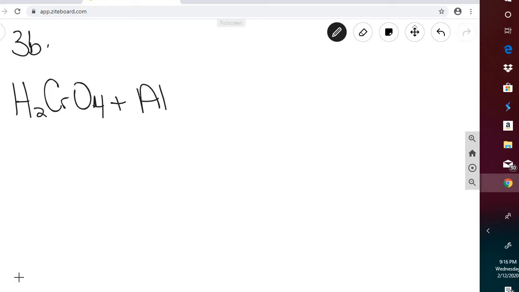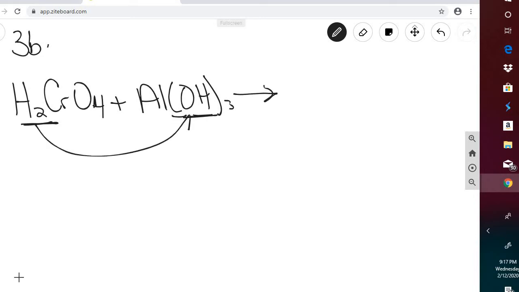Okay, then number 3b is H2CrO4, and it's going to react with aluminum hydroxide. Okay, so this tells you that's the base, this tells you this is the acid. So the hydrogens are going to come over here and react with the hydroxide ions to give us water. And then you're going to end up with a salt. So you'll have the aluminum chromate left over.